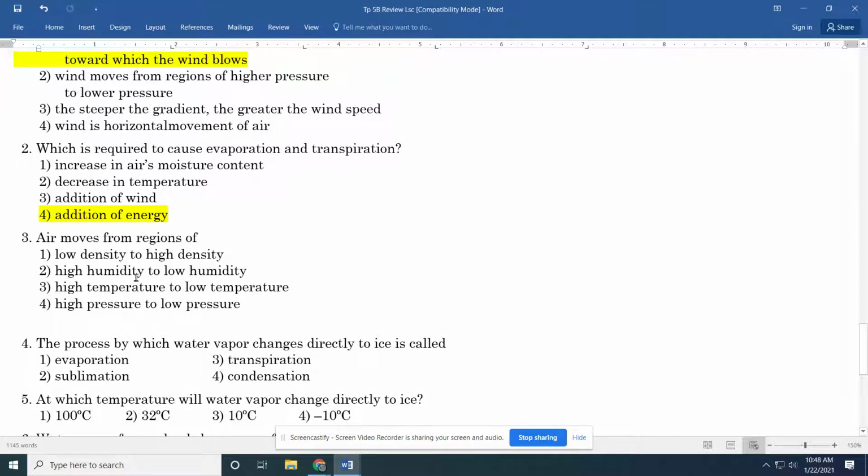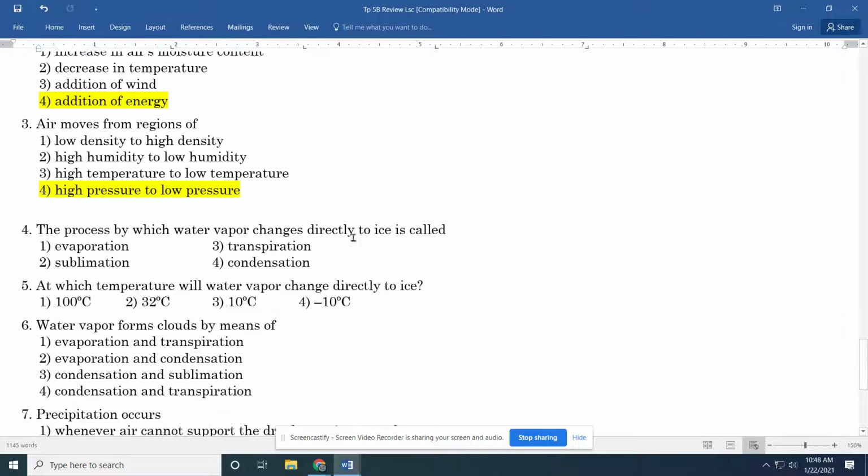Air moves from regions of high pressure to low pressure. Winds always blow high to low. There's not always a compass direction. It's always from high pressure to low pressure. If you're outside and the wind is blowing in your face, that means you're looking toward high pressure and behind you is low pressure.